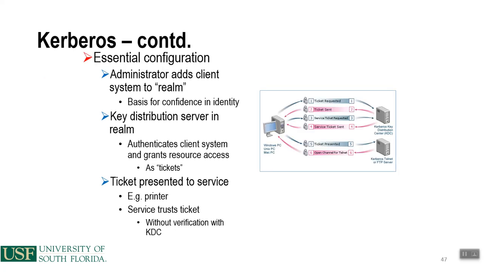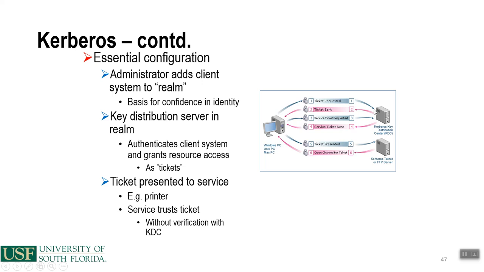So with Kerberos, the essential configuration is that an administrator adds a client system to the realm, and it's the basis for confidence in identity. The key distribution server in the realm authenticates client access and grants resource access. So these are tickets. These tickets are presented to the service. So for example, the printer, the service trusts the tickets, and without verification with the KDC, you'll get access to what you need. And you can see a diagram right here.